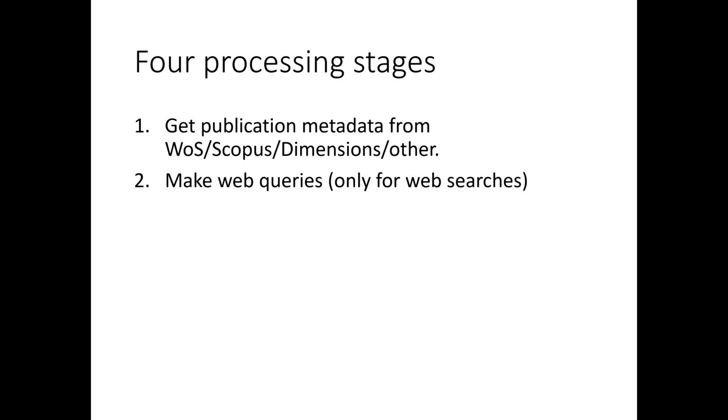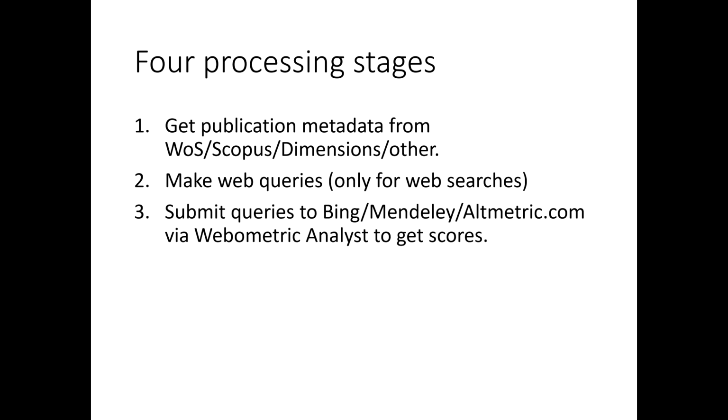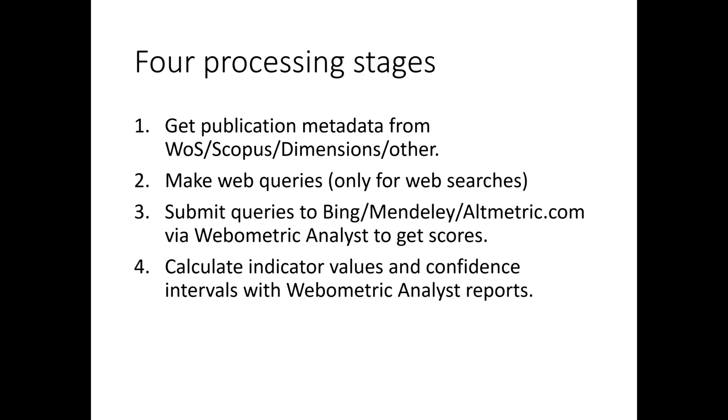We're also going to make web queries if we're doing web searches for alternative indicators, web metric type indicators. And we're going to submit queries to wherever they need to go, Bing for the web metric indicators, or Mendeley or altmetric.com via Web Metric Analyst to get the indicator scores. And then we're going to calculate the indicator values and confidence intervals with Web Metric Analyst using its reports function. And these are the 4 stages that we're going to go through, some or all of these for each indicator.